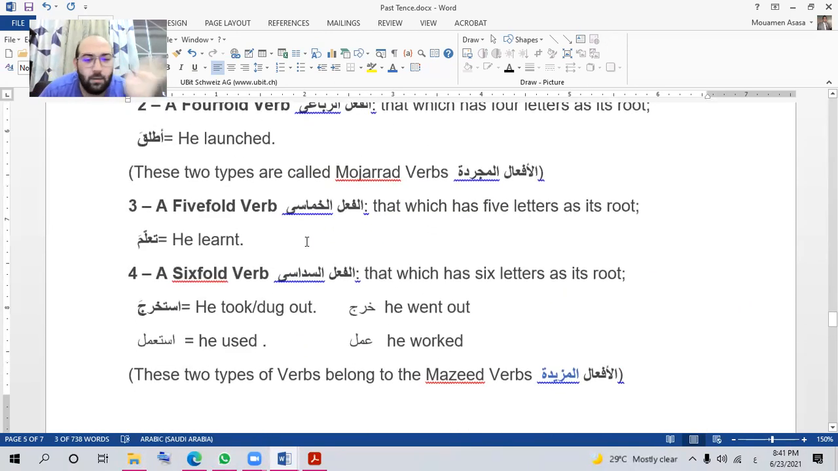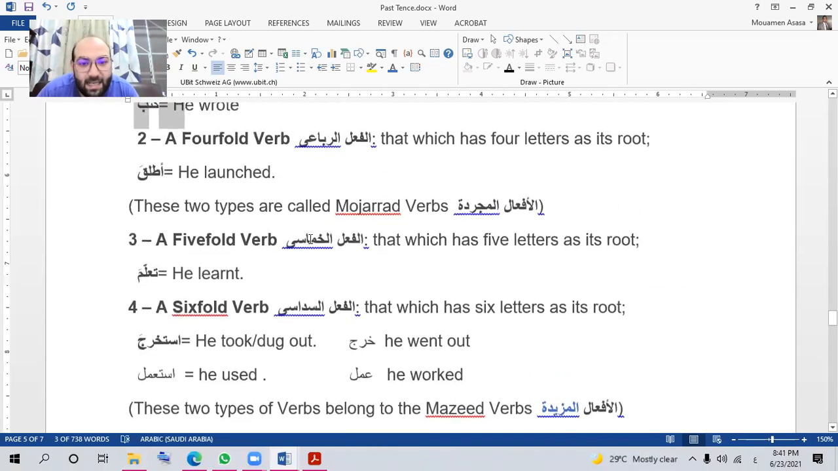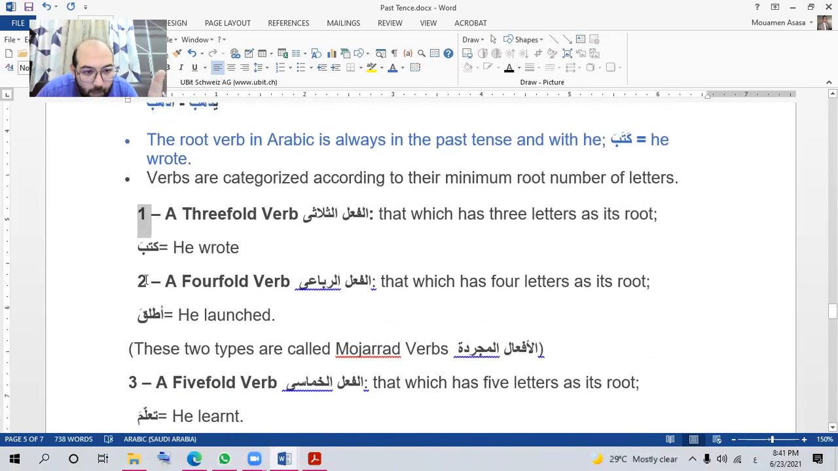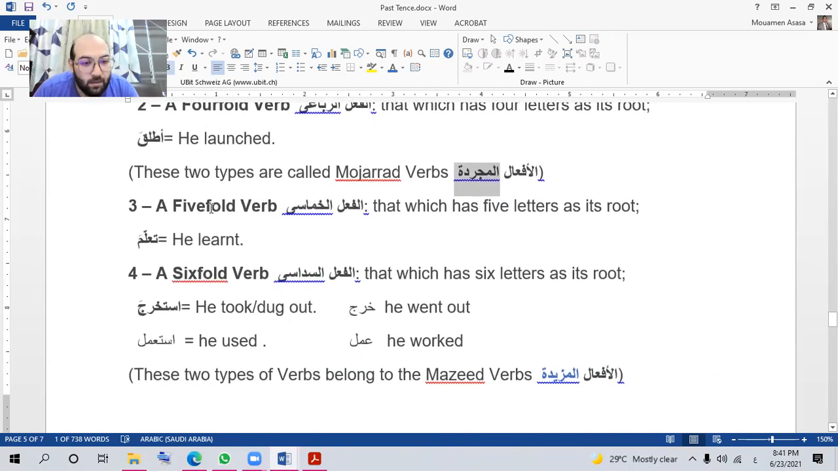Before I continue, any questions? So in conclusion, numbers 1 and 2 are afʿāl mujarrada, meaning they don't have any additional letters. Numbers 3 and 4, fiʿl khumasi and fiʿl sudasi, fivefold and sixfold, are afʿāl mazīda. They are originally threefold and fourfold verbs with some letters added. Sometimes we use alif, sin, ta. Sometimes only ta, only alif, or only sin.